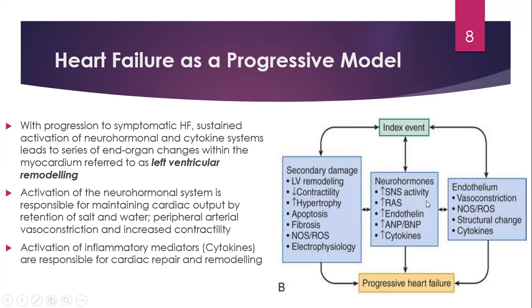And then this neurohormonal response also acts on the endothelium and can cause peripheral vasoconstriction, release of reactive oxygen species, structural damage, and further cytokine release. All these get positive feedback. They can lead to more stimulation of your neurohormonal system. At the end of the day, you get progression of the heart failure. Then the patient becomes symptomatic.